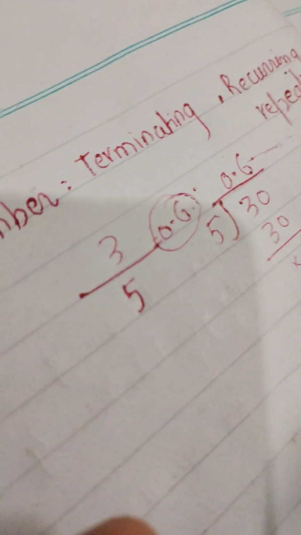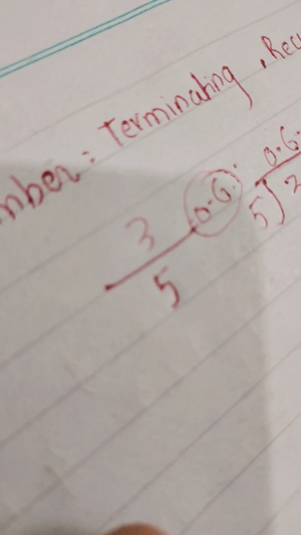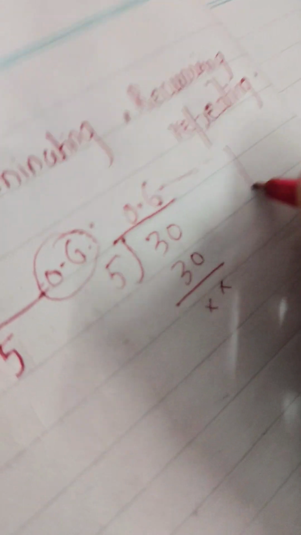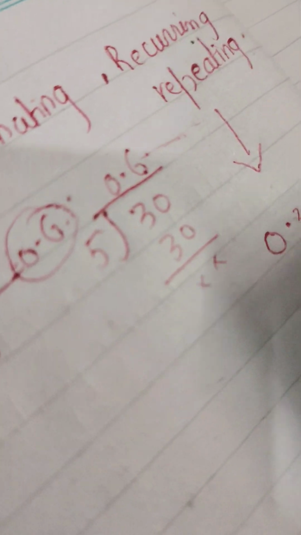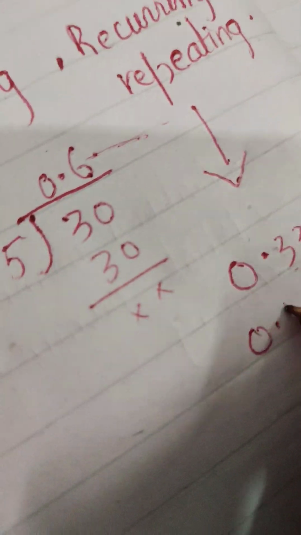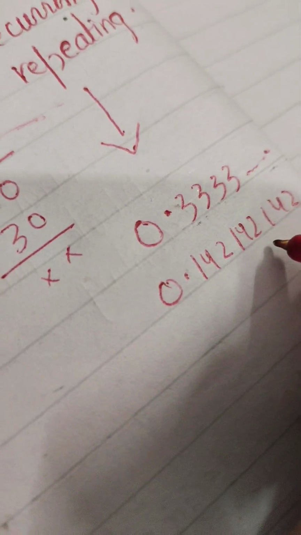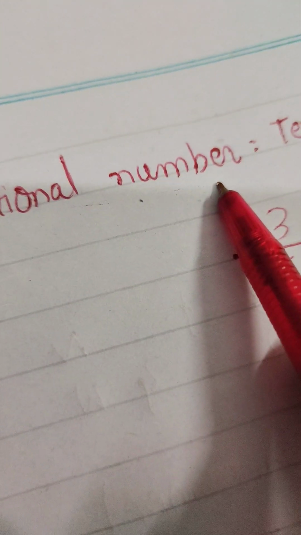We have another example, for recurring. Recurring means repetition. For example, if we divide and the answer is 0.33333, that is repeating. Recurring means repeating. 333 is repeating, or it can be 0.142142. So this is repeating, this is recurring. So this is called a rational number.